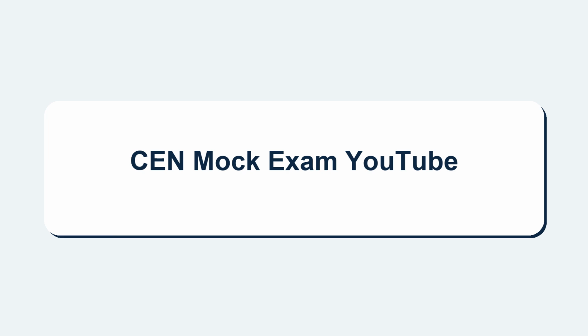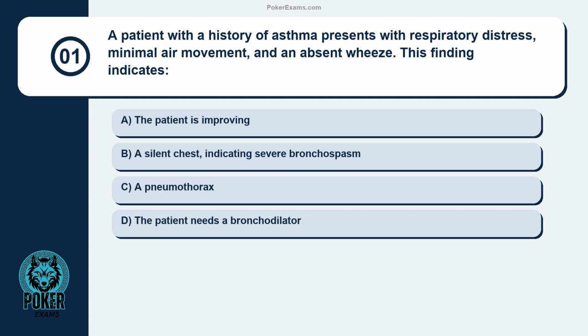CEN Mock Exam YouTube. Question 1. A patient with a history of asthma presents with respiratory distress, minimal air movement, and an absent wheeze. This finding indicates the patient is improving. A silent chest, indicating severe bronchospasm. A pneumothorax. The patient needs a bronchodilator.